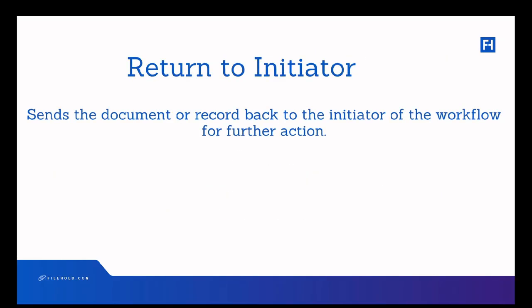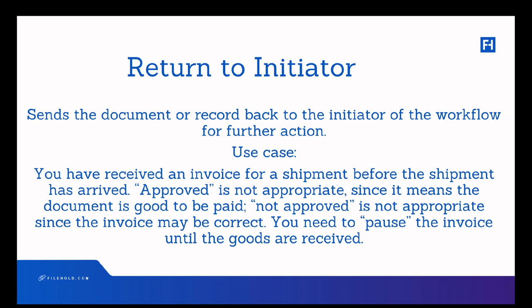The next one we might look at is return to initiator. So we send the document or record back to the initiator of the workflow for further action. And our example here is we have an invoice that we've received for a shipment, but we've received the invoice before the shipment itself. So we ordered some goods. We've just received an order. We've received our invoice for it. I don't have the goods yet. So approving the document is not appropriate because approving triggers payment, and we don't want to pay until we receive the goods and confirm that everything's valid.